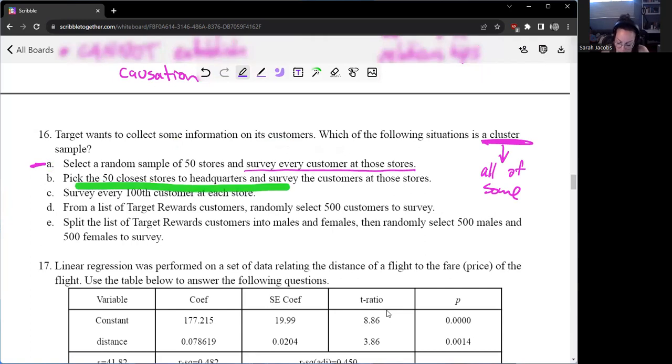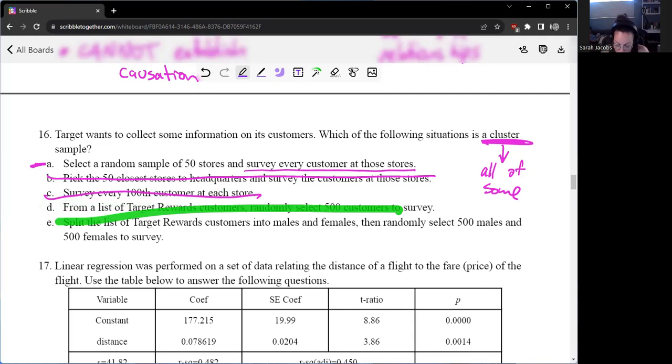B: pick the 50 closest stores to headquarters and survey the customers at those stores. No, that would be called a convenience sample. That is not a good way to get data. I'm going to cross that out for lots of reasons. C: survey every 100th customer at each store. Again, that's all of the stores, and every 100th customer, that would be our systematic random sample.